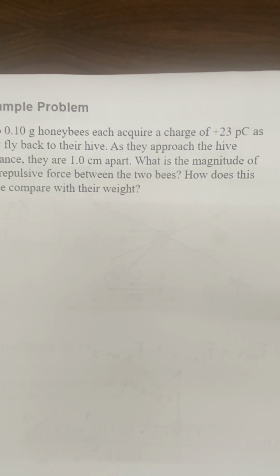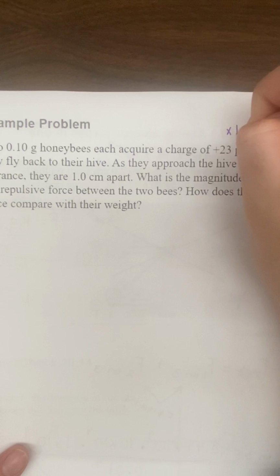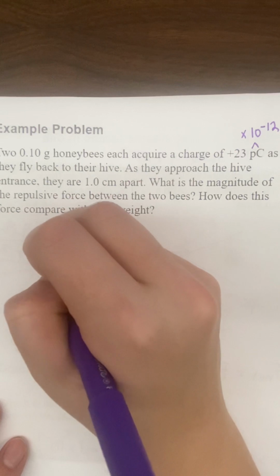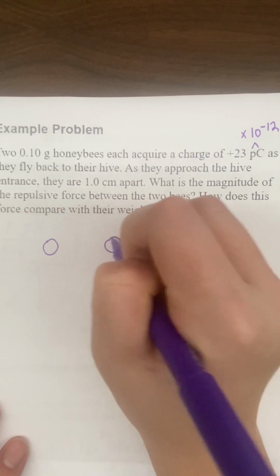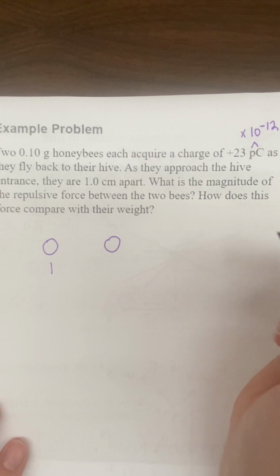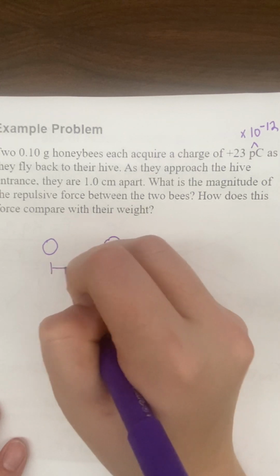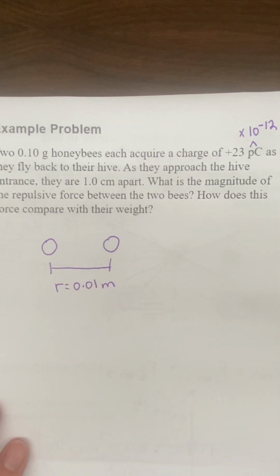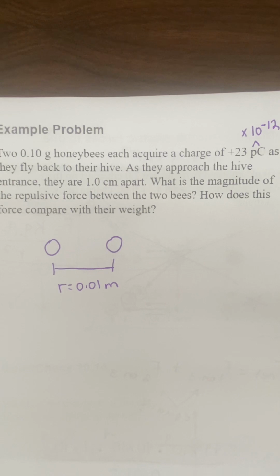So I guess the bees, when they're flying around on their fuzzy little bodies, they collect static electricity. They're each positively charged, and so then when they get near each other at their hive, they're going to experience a repulsive force from each other's bodies. By the way, pico means times 10 to the minus 12. Let's draw a picture. So here's one bee, here's the other. It tells us that they're a centimeter apart, so 0.01 meters. Each of them weighs 0.10 grams.